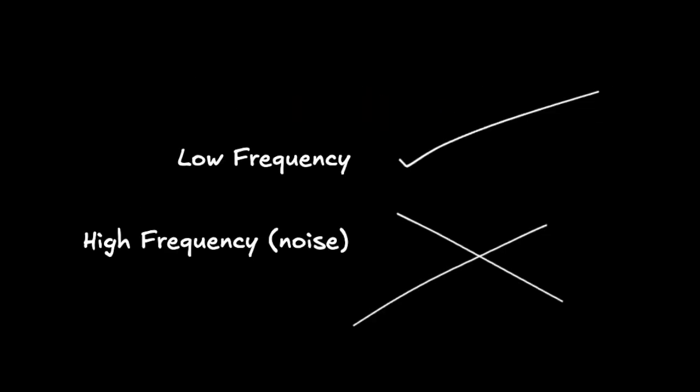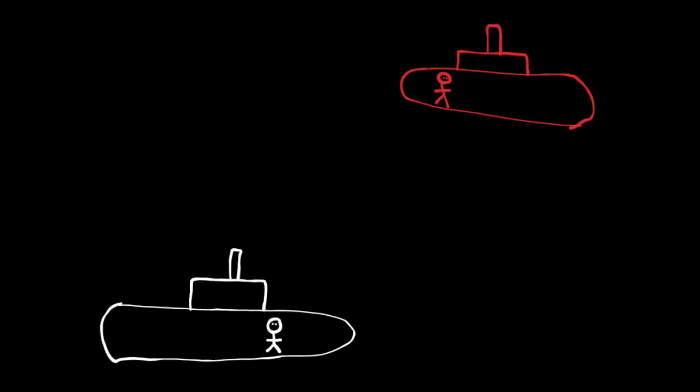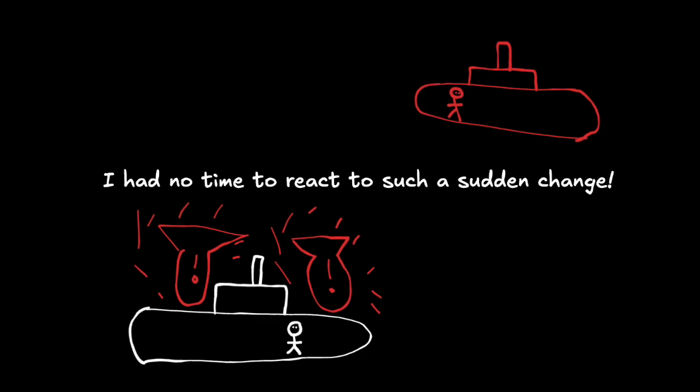The key idea behind a low-pass filter is that it allows low-frequency trends to pass through while filtering out high-frequency noise. The main limitation of the moving average filter is that it assigns equal weight to all data points within its window, which causes a delay in response. Bringing this back to our submarine example, imagine we're in the heat of battle. If our filter blindly averages across 100 past data points, it reacts too slowly to sudden changes.